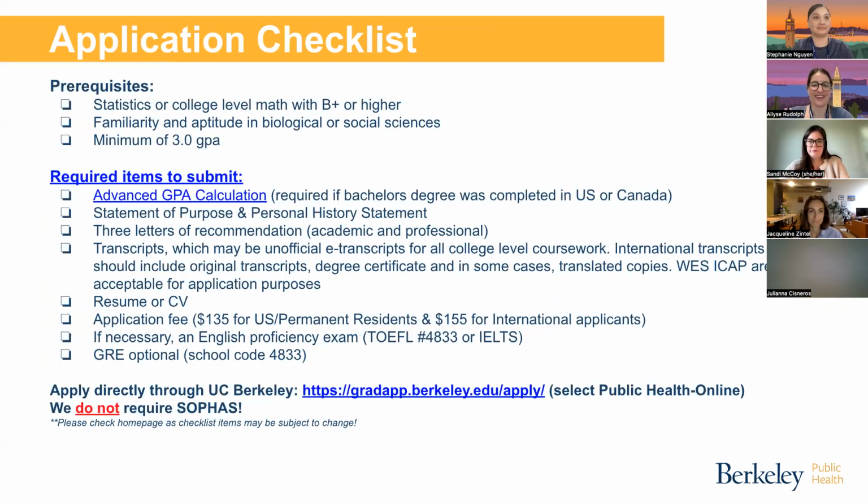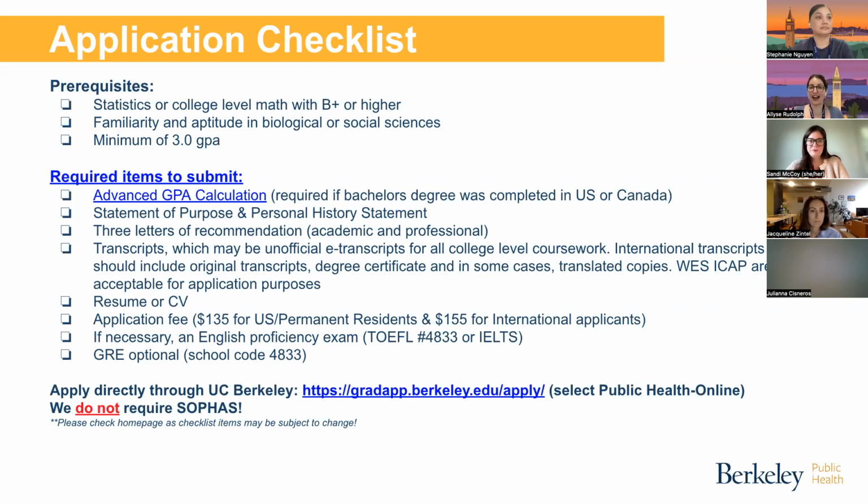advisor. All right. So we'll dive into the application checklist, and I'll try to run through this fairly quickly, and then I'd love to invite Sandy to share more about her perspective on the application process as someone who reviews applications for our epidemiology and biostatistics concentration. But generally speaking, there's a few prerequisites we want to emphasize. You should have statistics or college level math with a B+ or higher. We would like you to have familiarity and aptitude in biological or social sciences. And we are looking for a minimum GPA of 3.0.